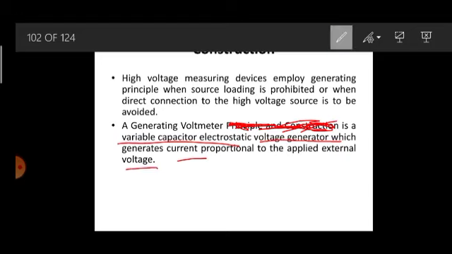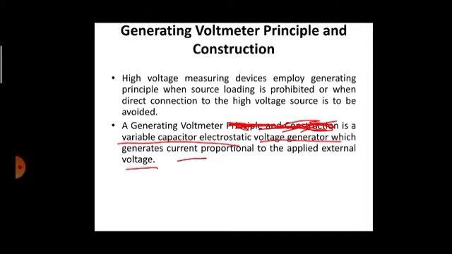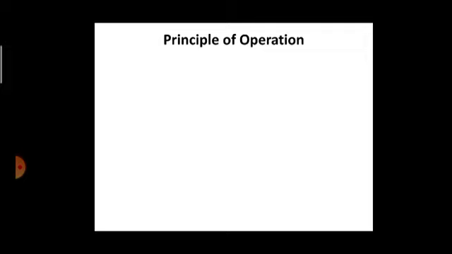Okay, so the generating voltmeter device is driven by an external synchronous or constant speed motor, and this does not absorb power or energy from the voltage measuring source. Okay, so this is about the generating voltmeter. Now we'll see the principle of operation.